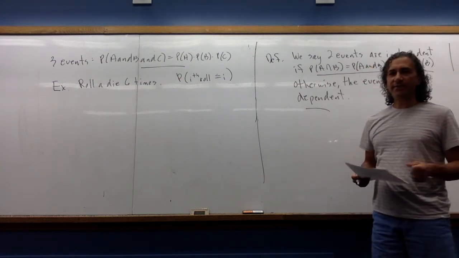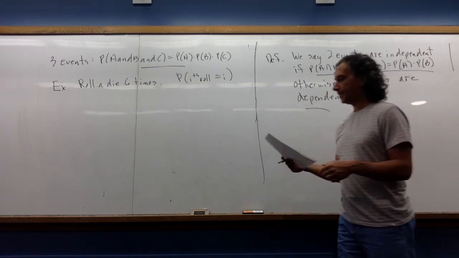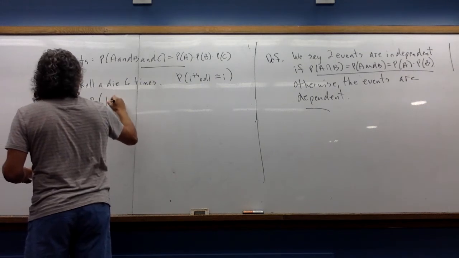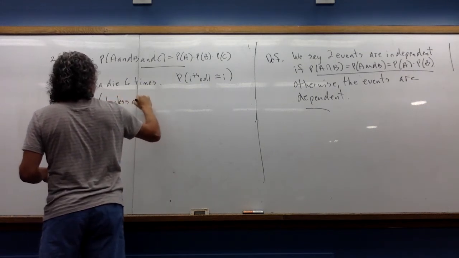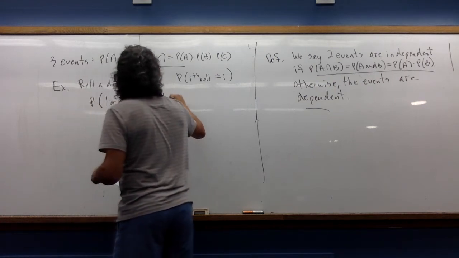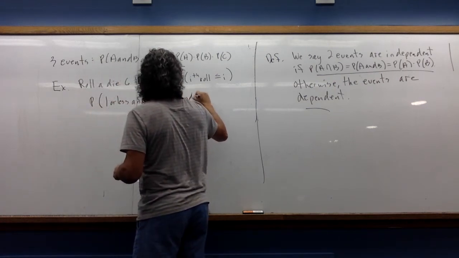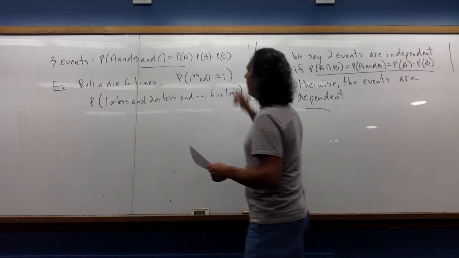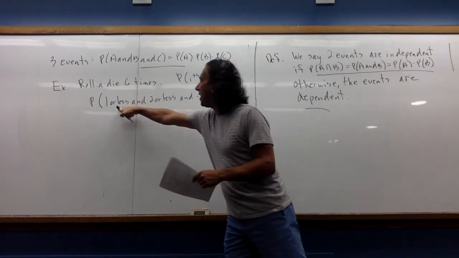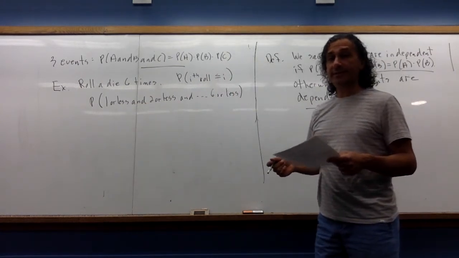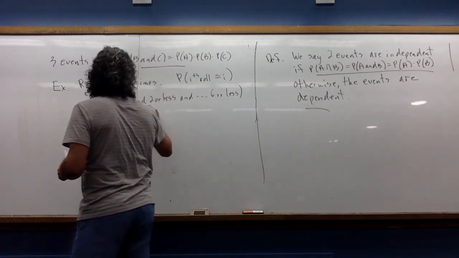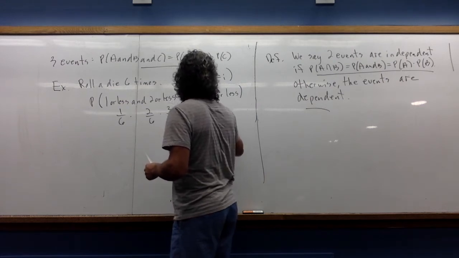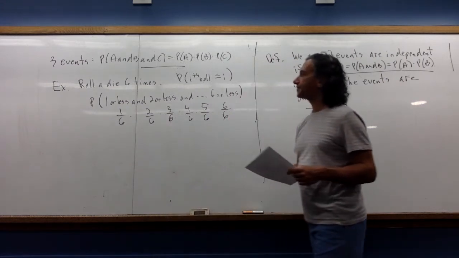So give that a shot, pause the video. All right, so hopefully you said that's the probability of getting 1 or less. That's the first roll, and 2 or less. That's the second roll, and so on, 6 or less. And by what we have up here, we could just multiply the individual probabilities. So we have 1 out of 6, 2 out of 6, 3 out of 6, times 4, times 5, times 6 out of 6.